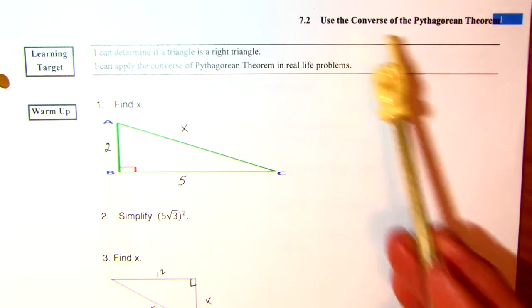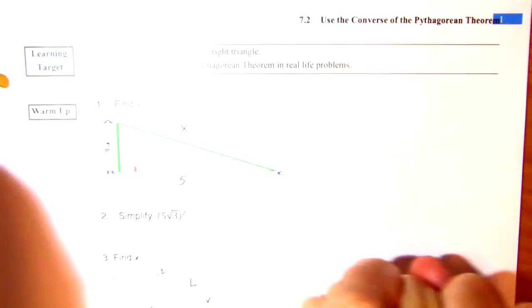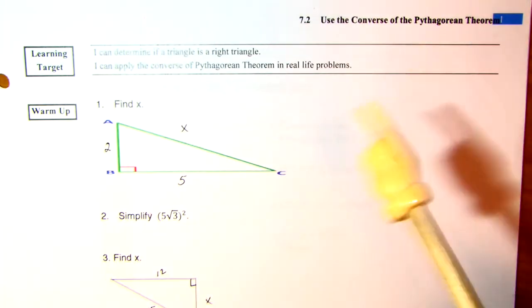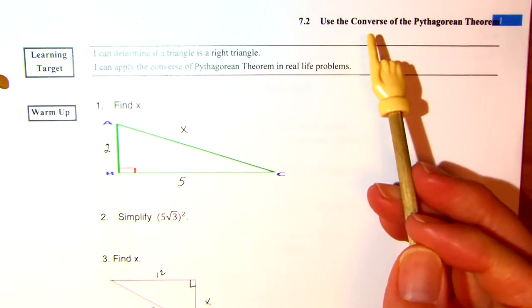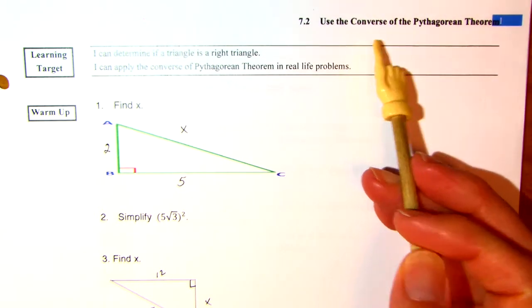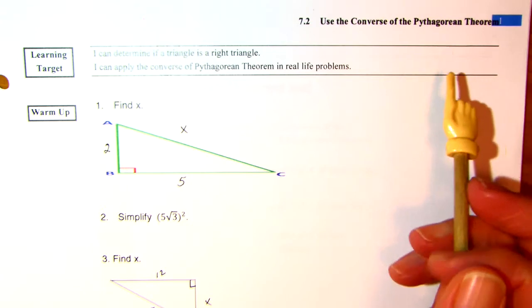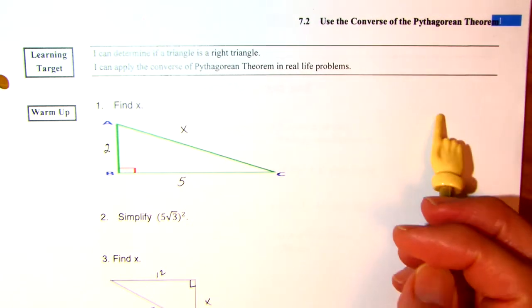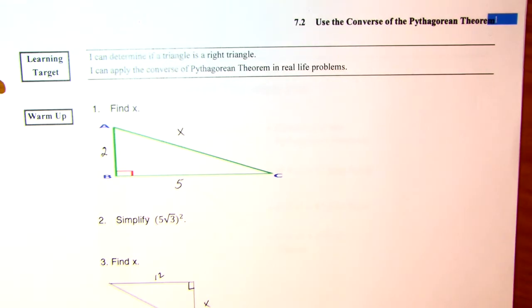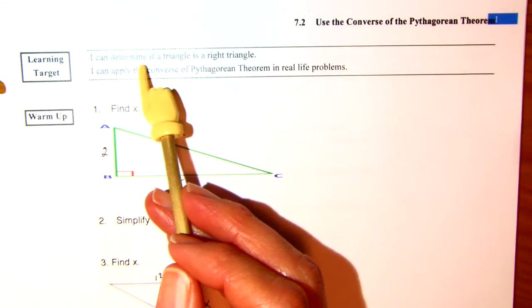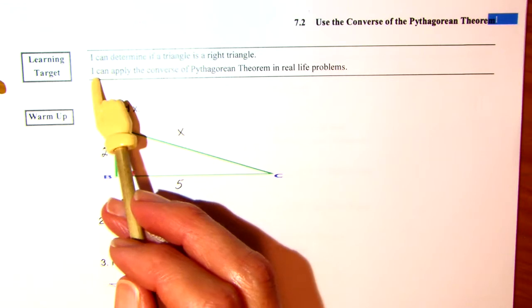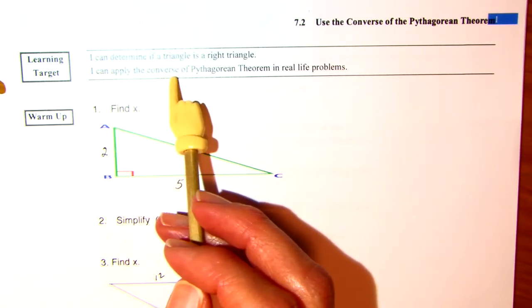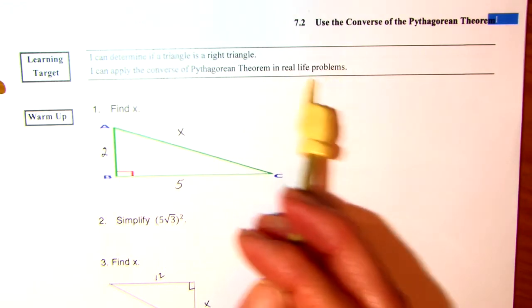Remember what converse means? The two values switch around. The PQ is now QP. So remember, we started with if you have a right angle, then a squared plus b squared equals c squared. Now you're going to start with a squared plus b squared equals c squared, and that guarantees a right angle. So I can determine if a triangle is a right triangle, and I can apply the converse of the Pythagorean theorem in real life problems.